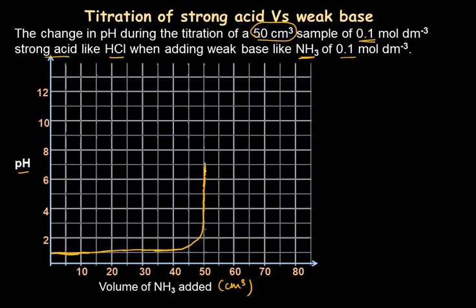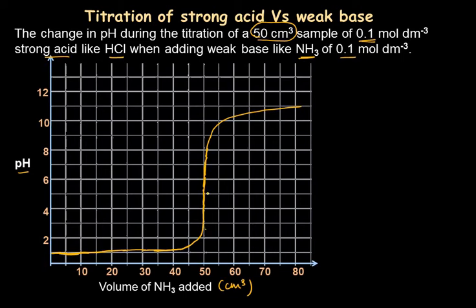But as the base added is a weak base, the pH of a weak base will be approximately 10 to 11, and you won't get an exact horizontal line. There will be a curve for such a weak base. So this is the pH curve you will get.